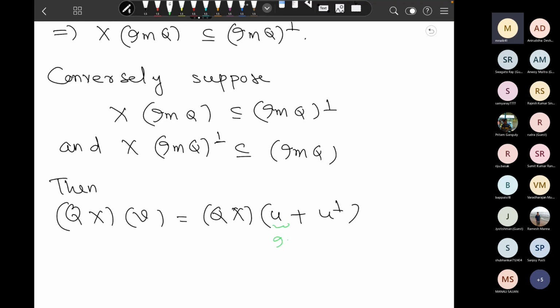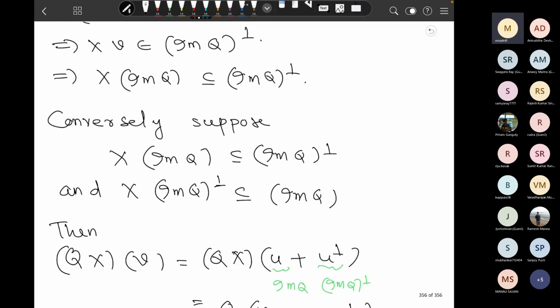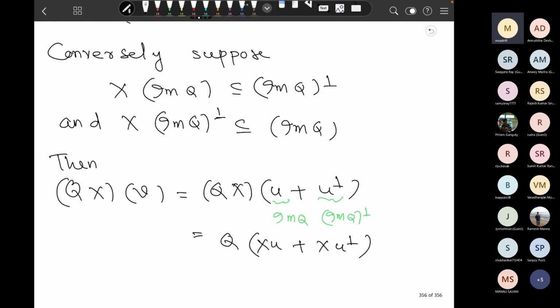This belongs to image of Q. This belongs to image of Q par. Now, if that is the case, this is simply xu plus xu par. And since x of image of Q is inside image of Q par, this belongs to image of Q par, and this belongs to image of Q.